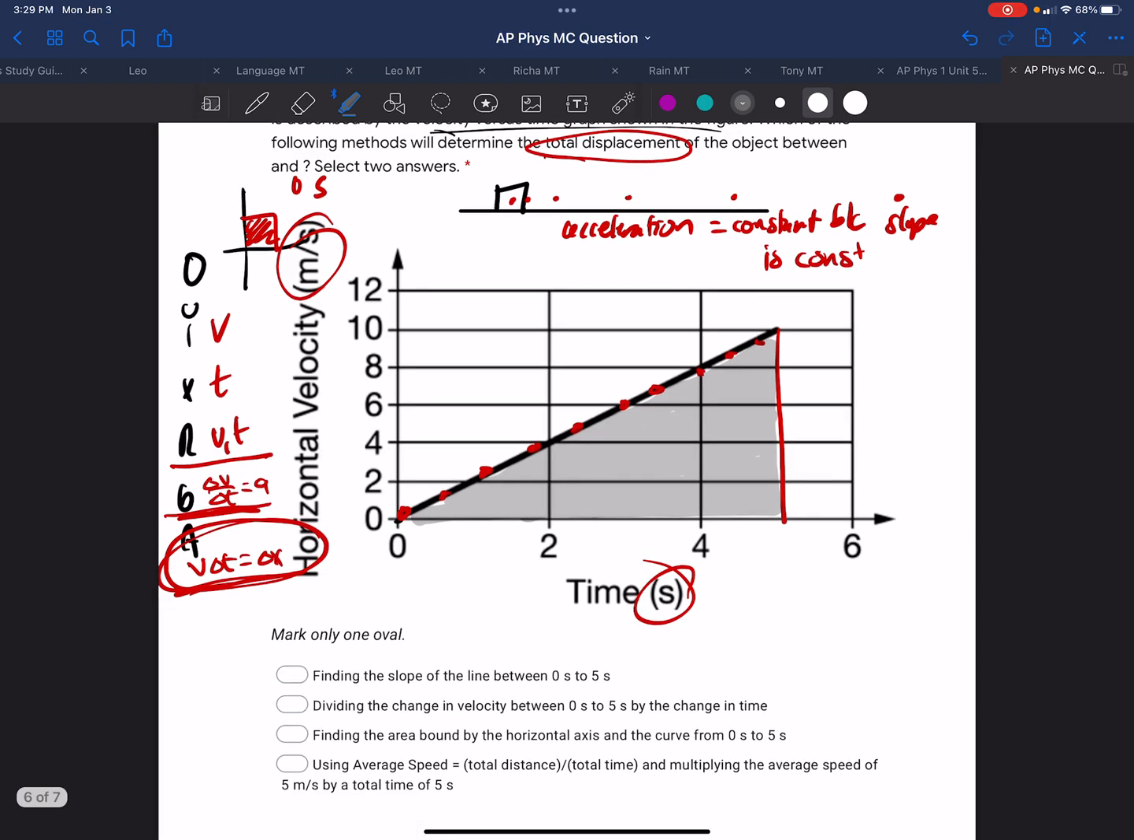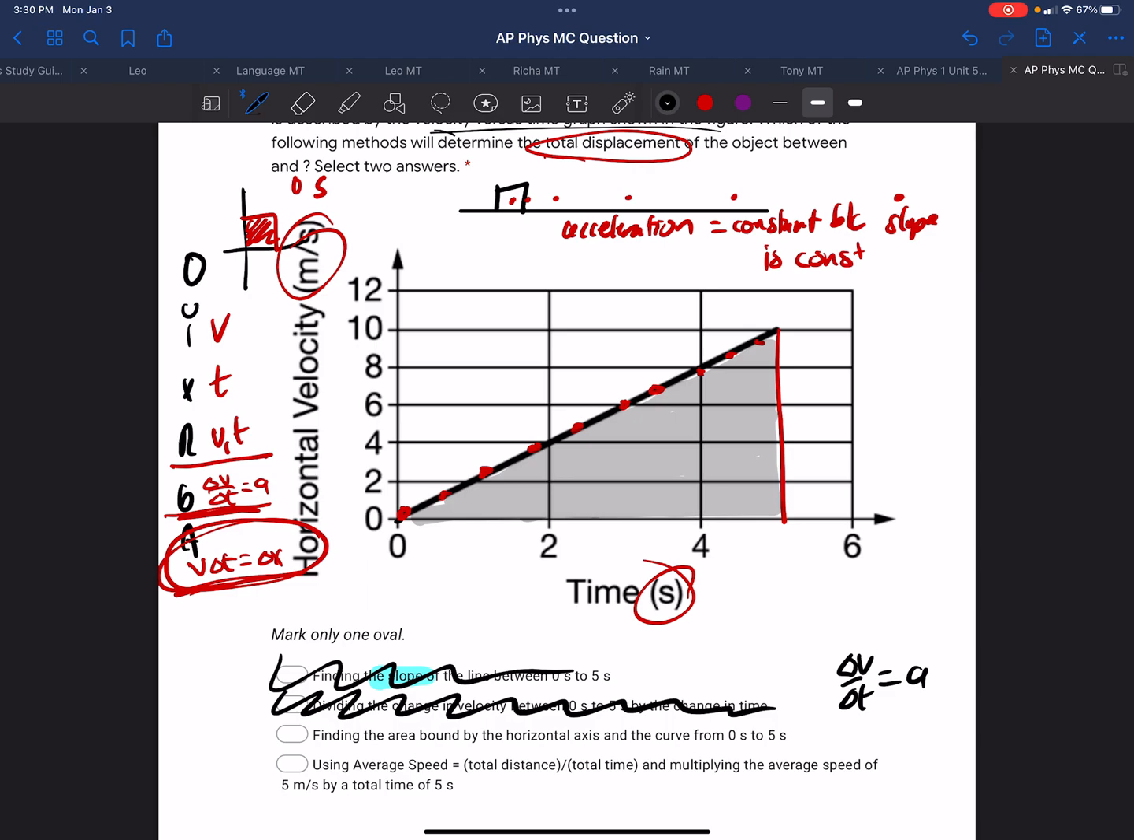So if we want displacement, displacement is definitely not about slope. Dividing the change in velocity by the change in time, well, delta v over delta t is the acceleration. So we're not looking for the acceleration. Right now, since we're looking to select two answers, we might have found them as these last two.